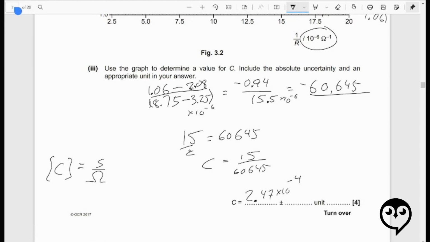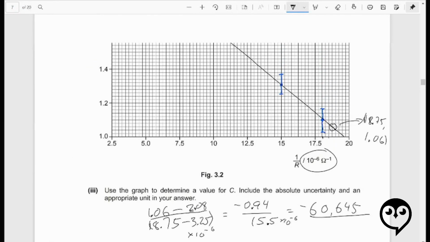The gradient is equal to 15 over C. I'm just going to drop the negative. That's fine. And we get a value of 2.47, or if you like 2.5, times 10 to the negative 4. Now, if I wanted to, I could change this into 247. We'd make the unit microfarads. I'm just going to put farads here.